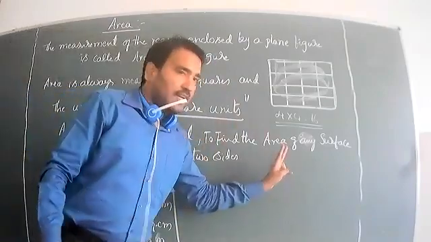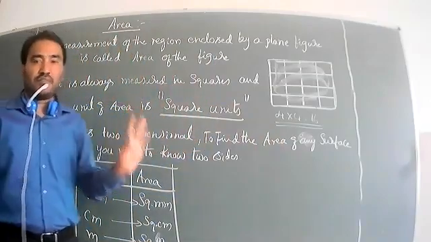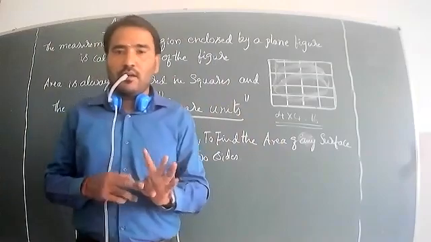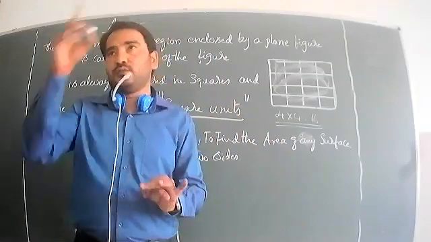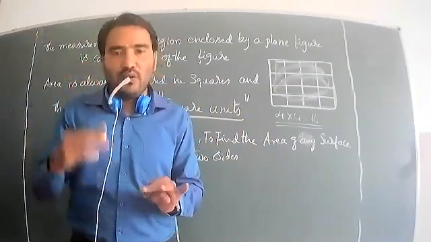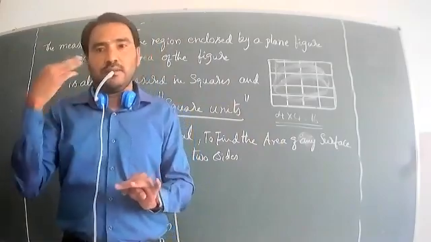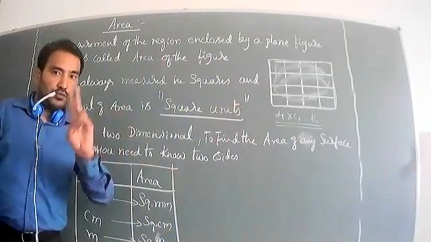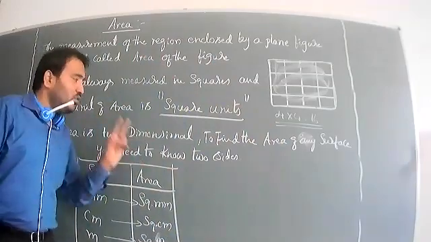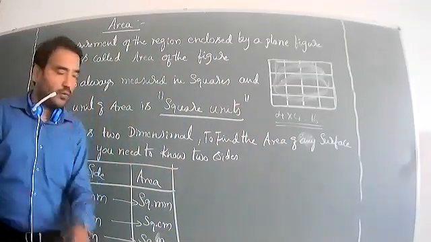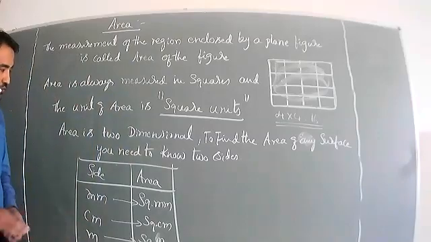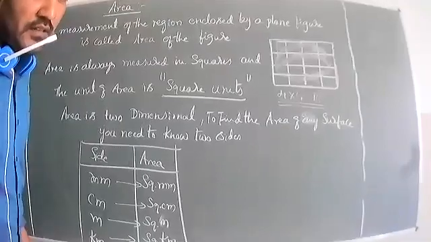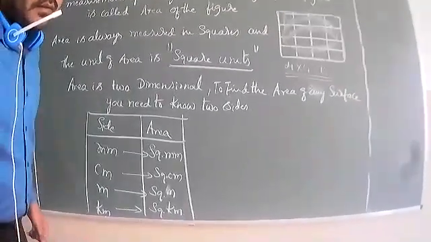To find the area of any surface, a surface can be anything: it is cylindrical, or round shaped, or a circle, or a triangle, or a square, or a rectangle. For any surface you need to know two sides. That is called area. So find out the area. Now I have written some of the units.